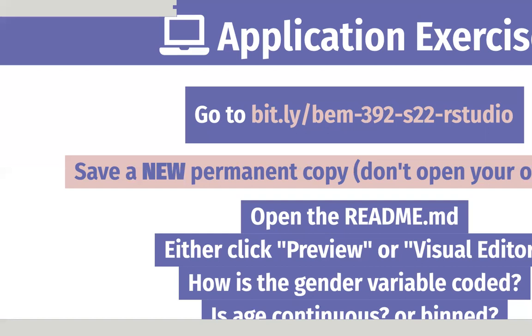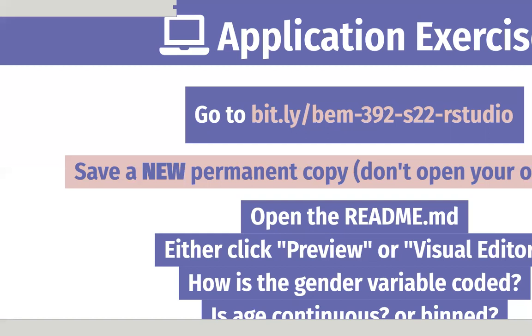So how is the gender variable coded? Yes. It's categorical, so it says category. Sorry, no, it's binary. Yes, exactly. So it's an indicator variable with 1 and 0. Exactly. And what about age? How is age in this data set? Yes. It's binned. Exactly. It's categorical.